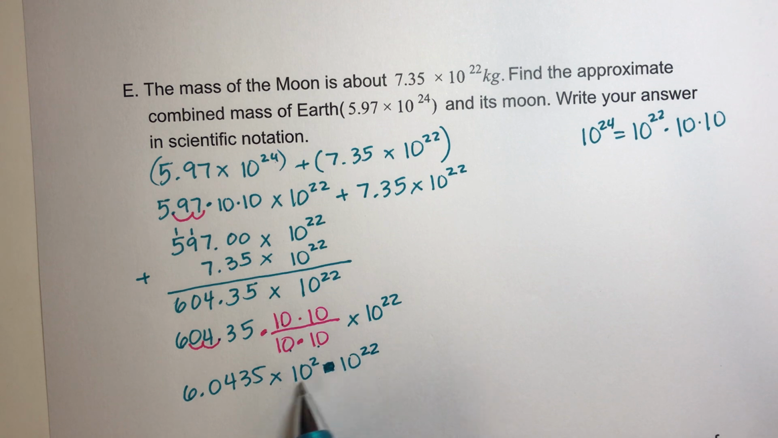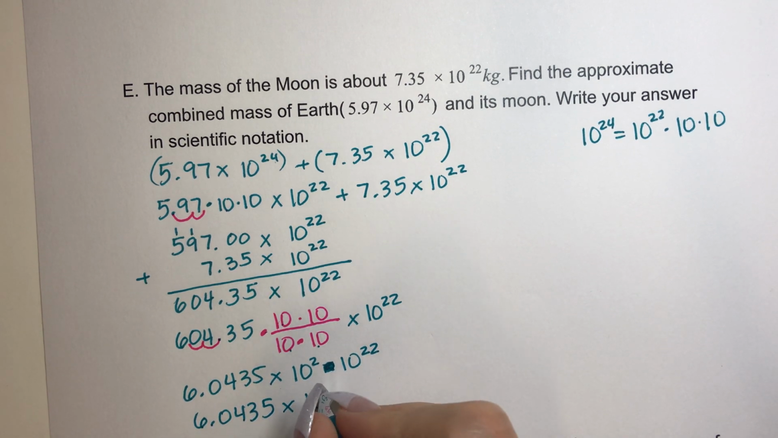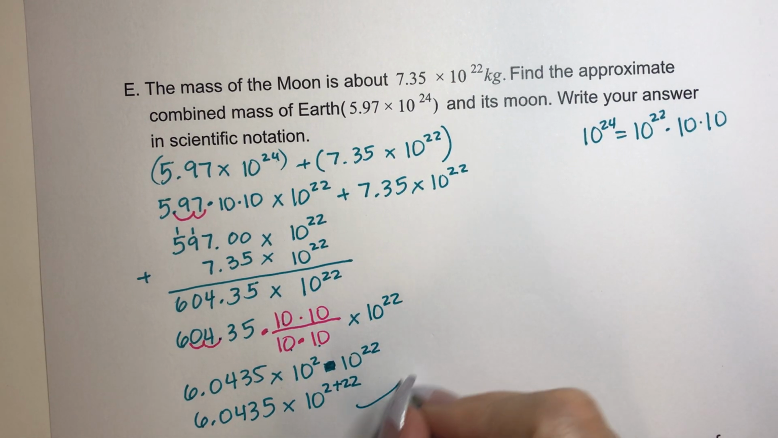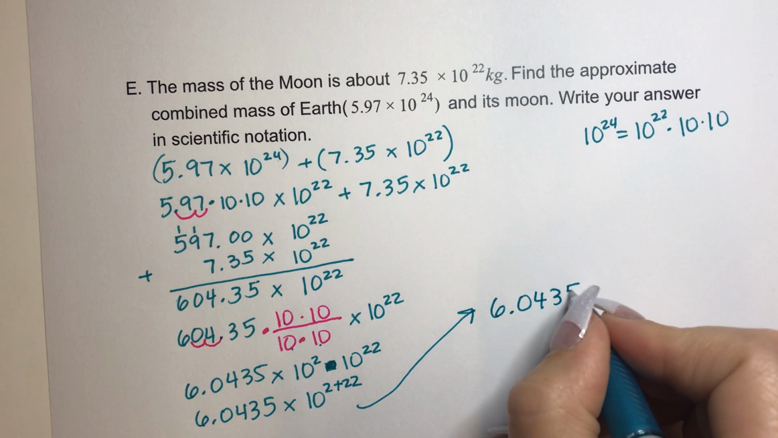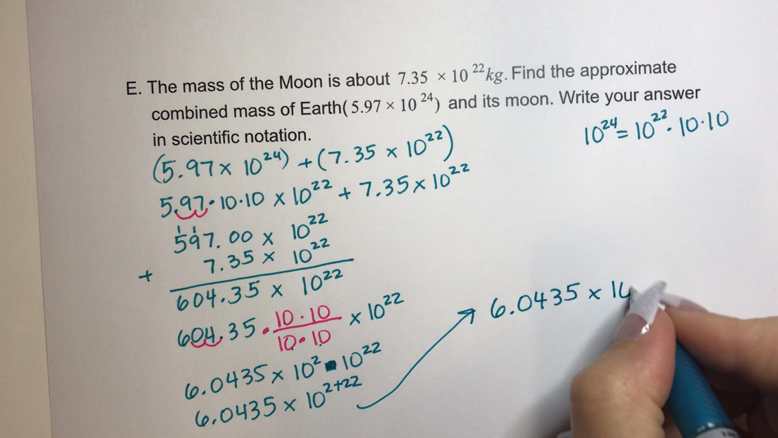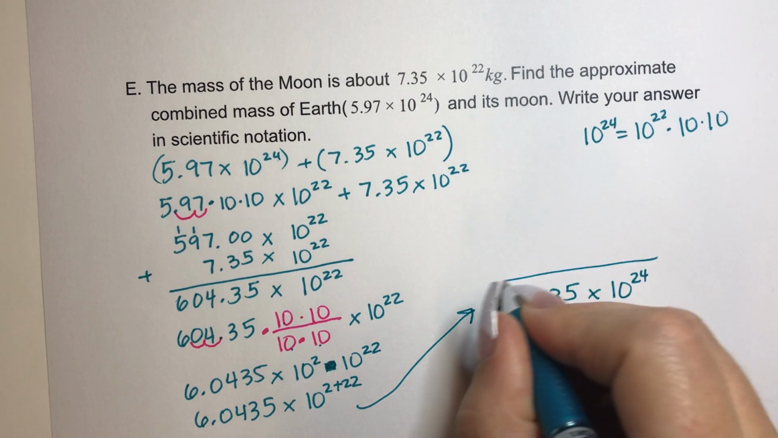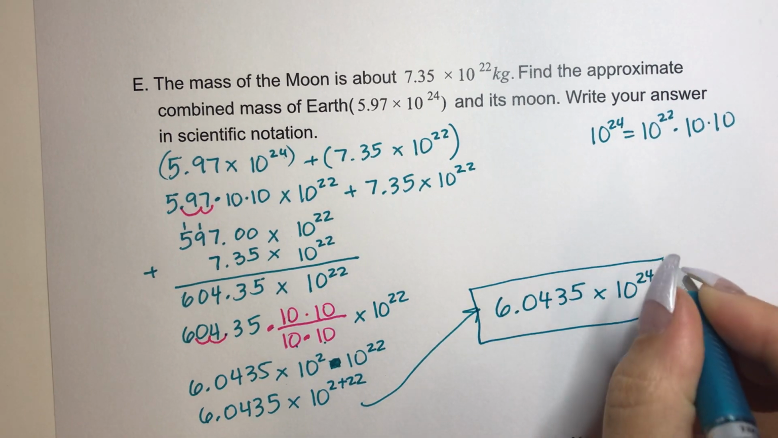Okay, so we have the same base, so we have the product rule. That's the cheat rule where you just add the exponents together. 2 plus 22. And we end up with our answer: 6.0435 times 10 to the 24th power. That would be the answer.